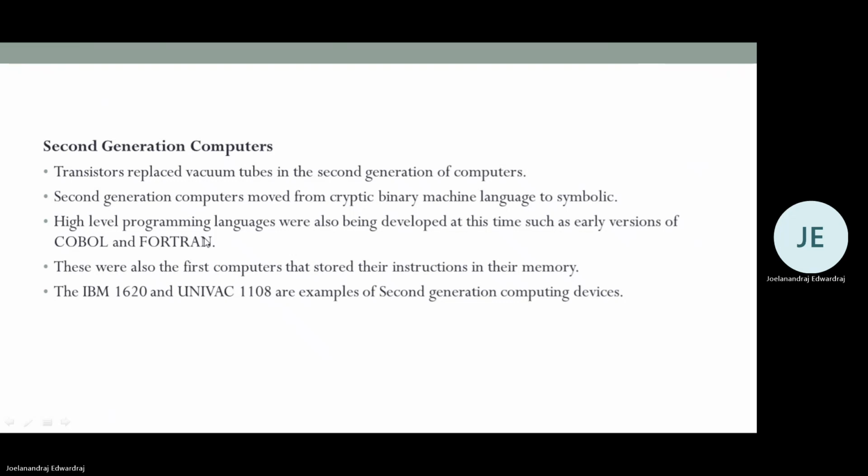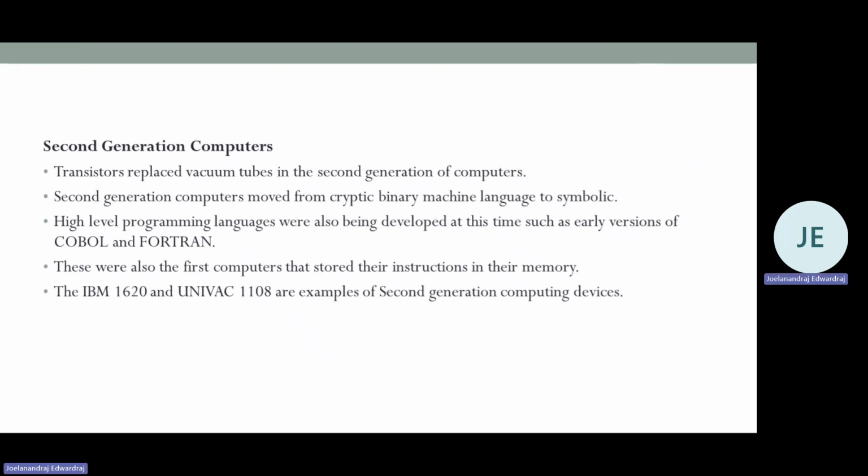And in the first generation of computers, the instructions to the computers were mainly in terms of zeros and ones. By on and off only, you can indicate something. By on and off you can indicate the values.